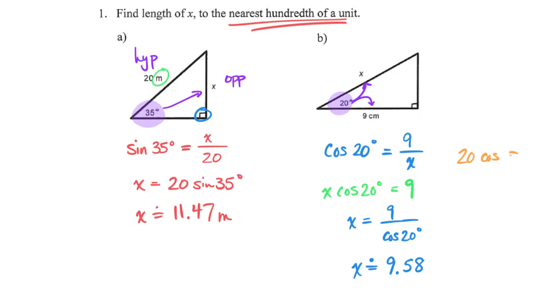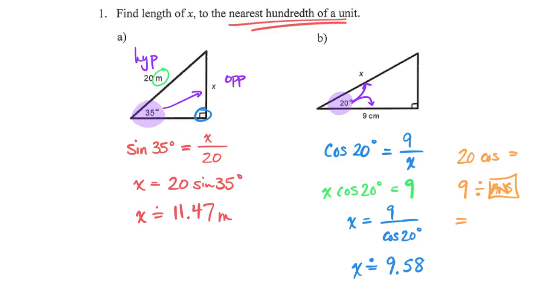Hit equals. That puts that value into your calculator. Now, punch in 9 divided by, and here's where that answer button comes into play. If you can punch in your previous answer, now that should get you to your 9.58.